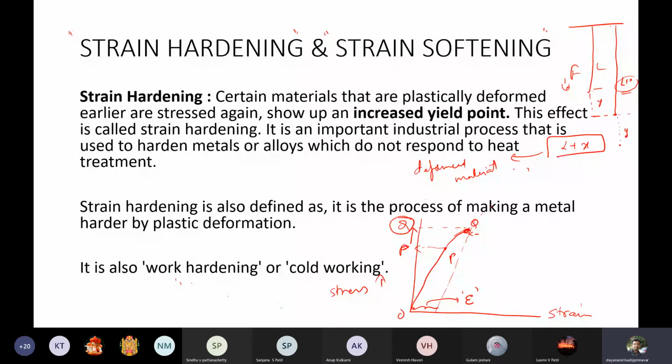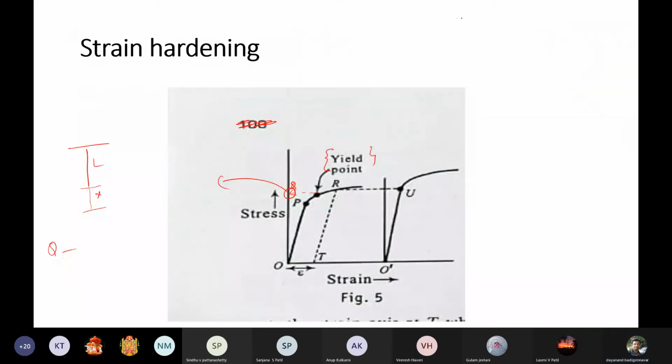Understood? What I am taking is that deformation has already happened. Okay, there is already a deformed material. So I will take the next. Now it's a better one. So this is the length, the original length. I have applied the force, deformation. How much is the deformation? X. Okay. Now what is the new length? New length is L plus X.